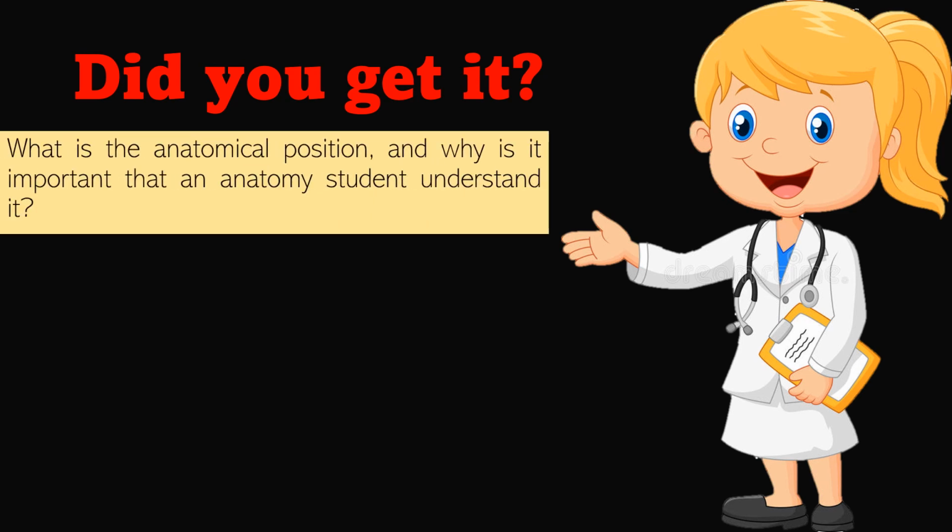Next question says, what is the anatomical position and why is it important that an anatomy student understand it? As we said, the anatomical position is a standard position that serves as a reference point for direction of the body and its structures. In this position, the body is standing erect, feet are parallel, arms hang at the side, and palms face forward. It is important to understand it because most descriptions of the body use anatomical terminology that refers to the body region as if the body is in the anatomical position, regardless of its actual position.